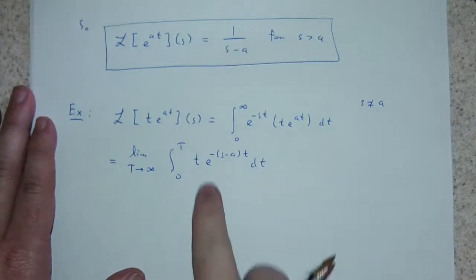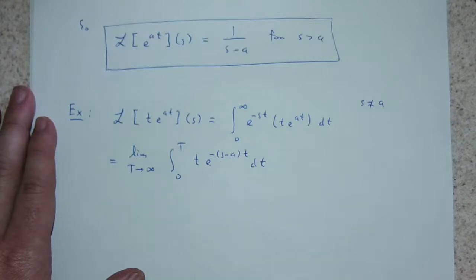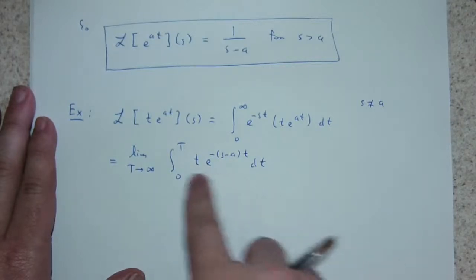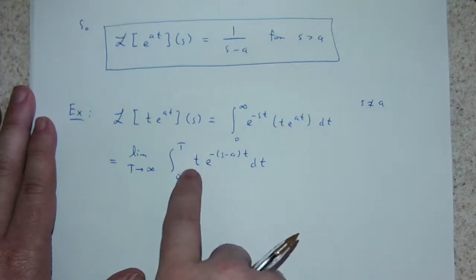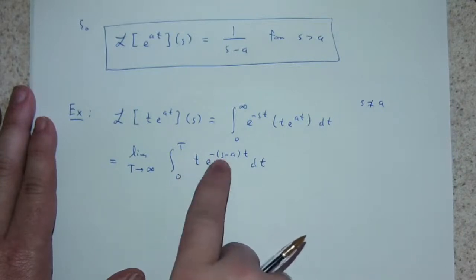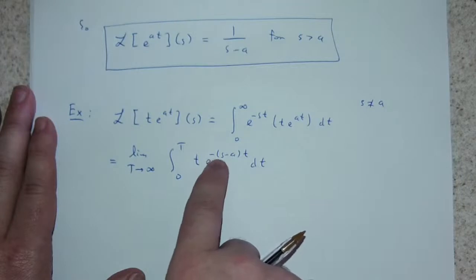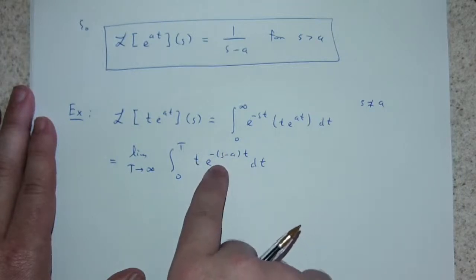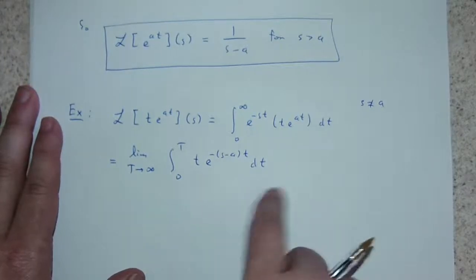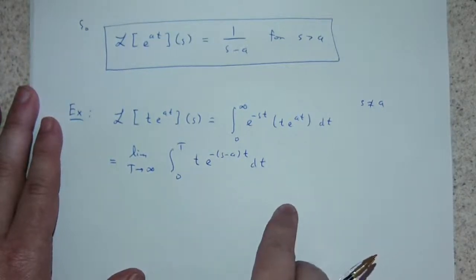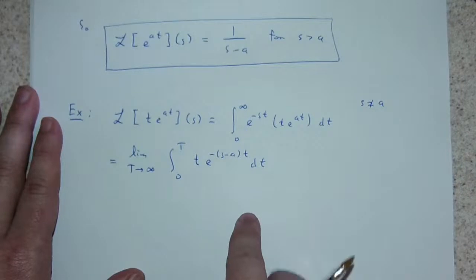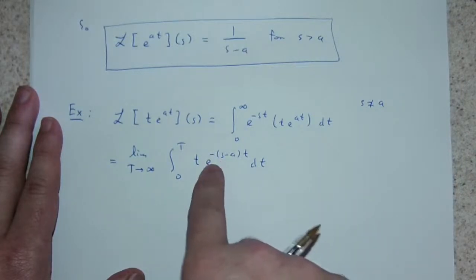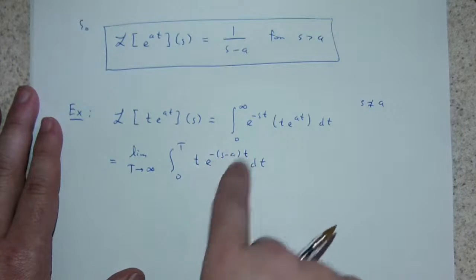And so what would I end up getting? Well, if I did integration by parts here, then if I let u be t and dv be e to the minus s minus a t dt, doing one integral of this thing is going to get me a minus 1 over s minus a. So that's going to show up in both terms. But then doing the second integral in the integration by parts is going to give me another minus 1 over s minus a.